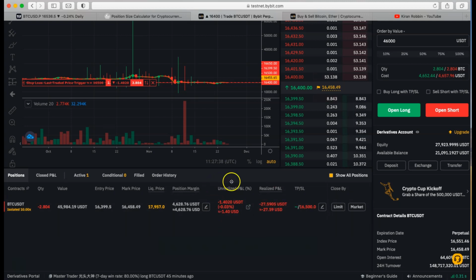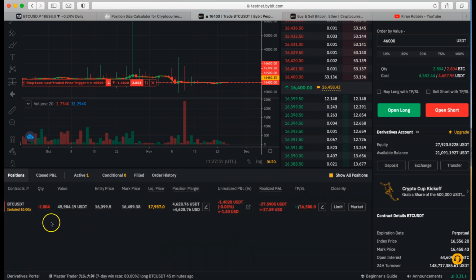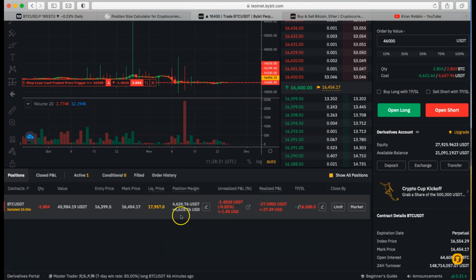This is the unrealized profit and loss. This is the amount that I've already lost. This is my stop loss. This highlights my liquidation price. This is my margin, position margin. This is the current price. This is my entry price. This is the quantity of Bitcoin. This is the total value of Bitcoin in the trade in USDT value, and it equals your position margin times your leverage.